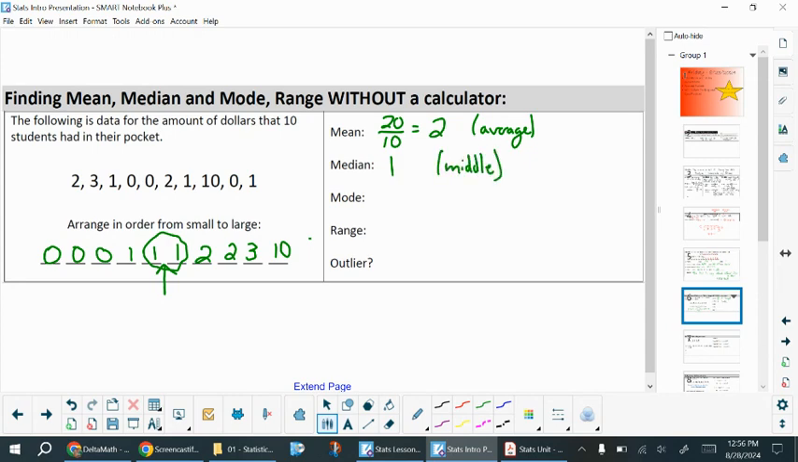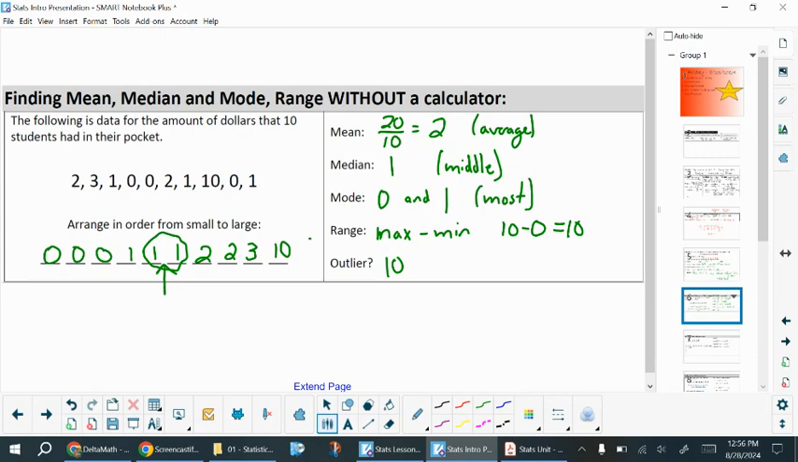And then the mode, there are 2 modes. There's 0 and 1, which are the most occurring value. There are both 3 of those, 3 zeros and 3 ones. The range, we're going to take the max minus the min. In this case, 10 minus 0 is in fact 10. And the outlier, if you look at these, 0, 1, 2, 3, 10. Well, 10 is pretty different from those other ones, so we're going to put 10 in there.